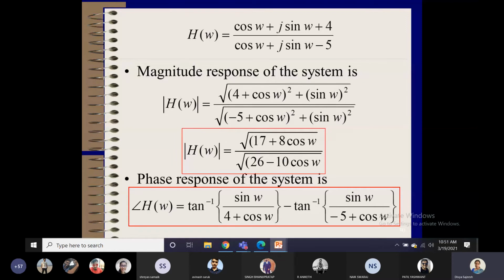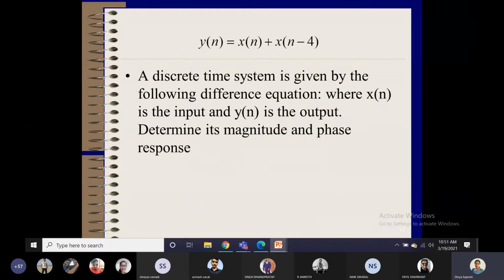Okay, so from the transfer function, we obtain the magnitude response and the phase response of the system. Now let us take one more example. We have y of n equal to x of n plus x of n minus 4. For this, again we need to find out the magnitude and the phase response.